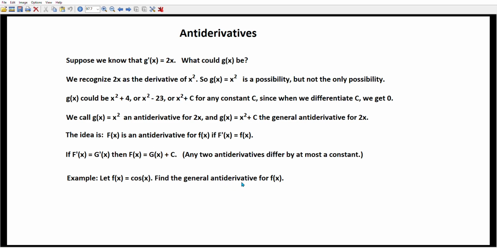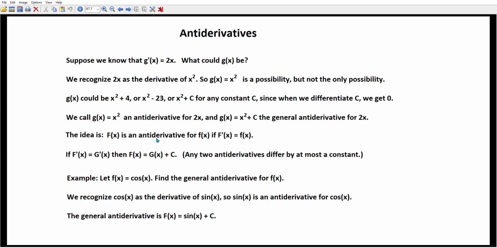So for example, let's let f of x equal cosine x. Let's find the general antiderivative. Well, we remember that the derivative of sine is cosine, which means that sine is an antiderivative for cosine, and the general antiderivative is going to be sine plus c.